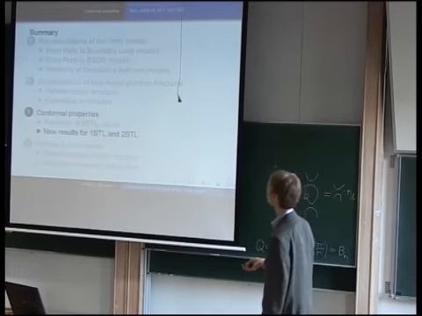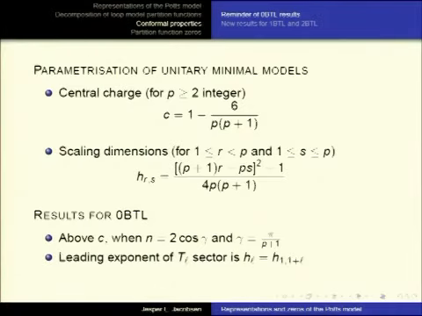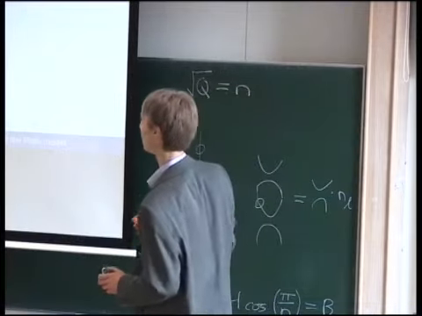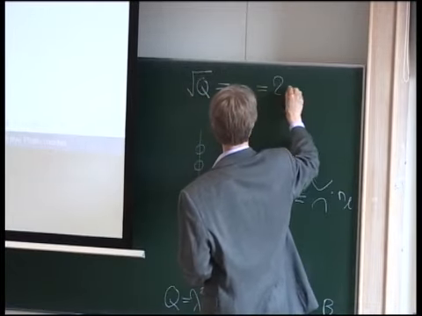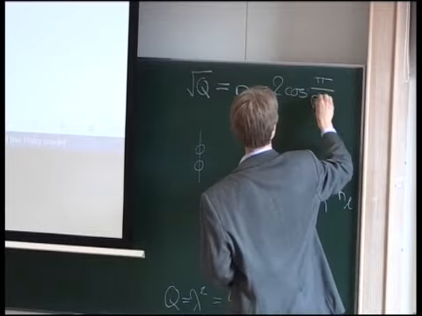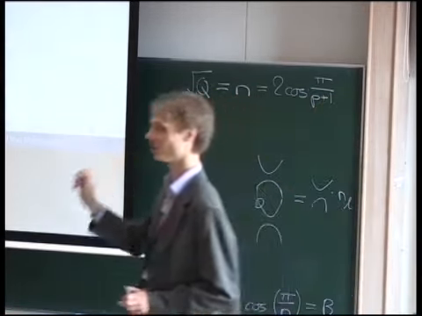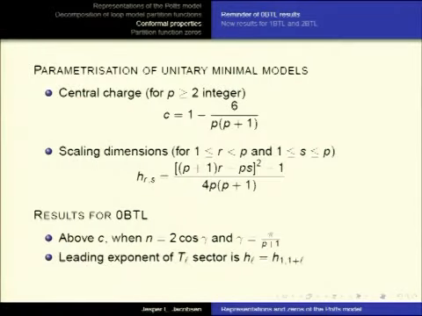Now, p was linked to n, so it's just a way of parameterizing n. There are many parameters in here, I'm sorry. The Q-state Potts model corresponds to a loop model with weight n, and that n I like to write as 2 cosine pi over p plus 1. So p plus 1 is the Beraha number, if you wish. Q is the Beraha number, corresponding to the p plus 1 Beraha number.